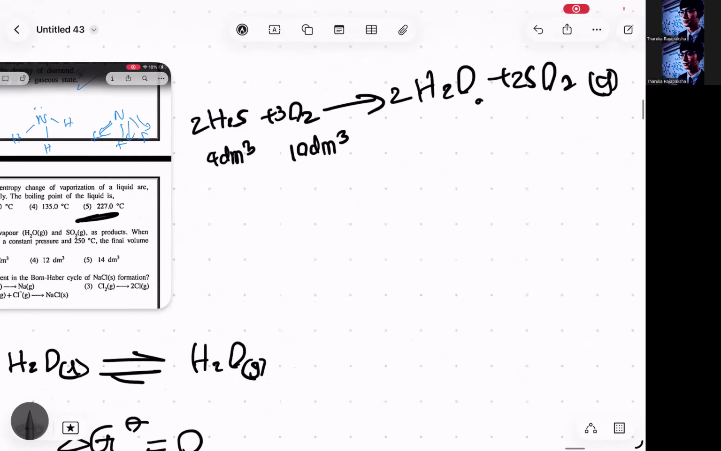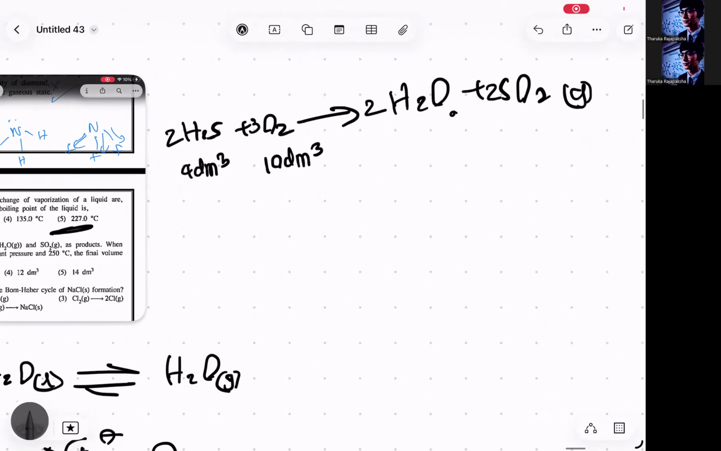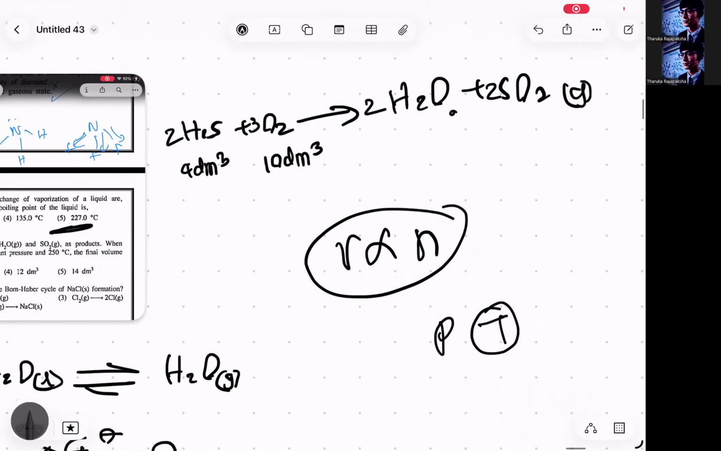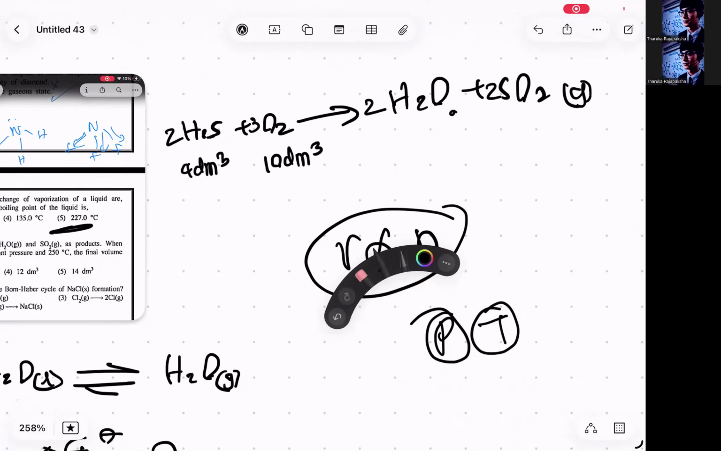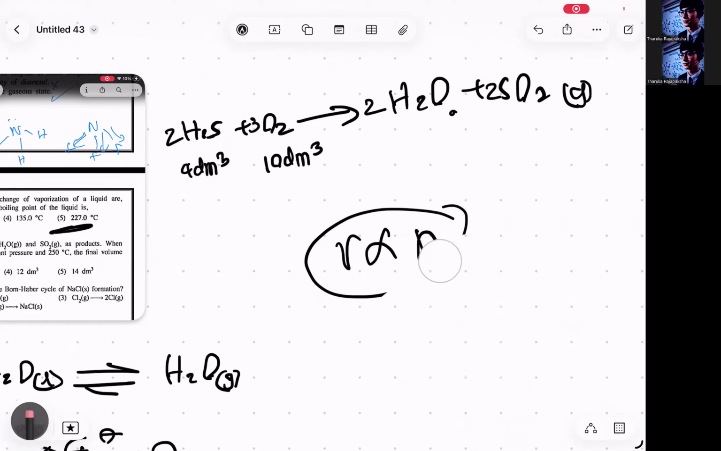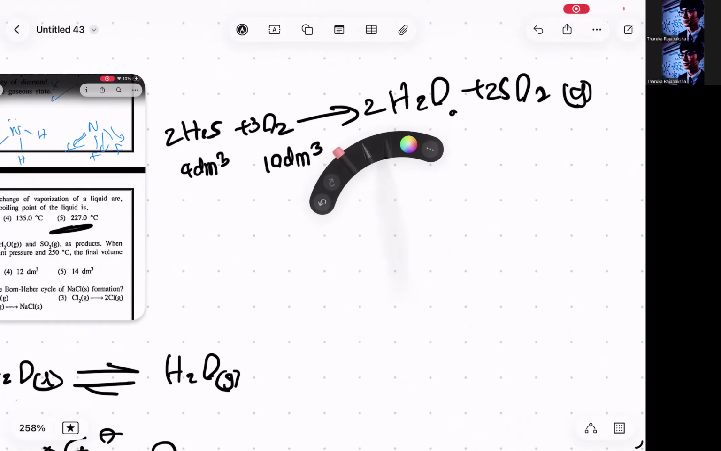So here we have to consider using the volume, right? The volume is proportional to number of moles, taking that the pressure and temperature is constant, using Avogadro's law only. Sorry, volume is proportional to the number of moles. So by using that, who's the limiting reagent now? 4 divided by 2, 10 divided by 3. 10 divided by 3 is actually like 3 or something, right? So 4 divided by 2 is 2. So H2S is the limiting reagent.